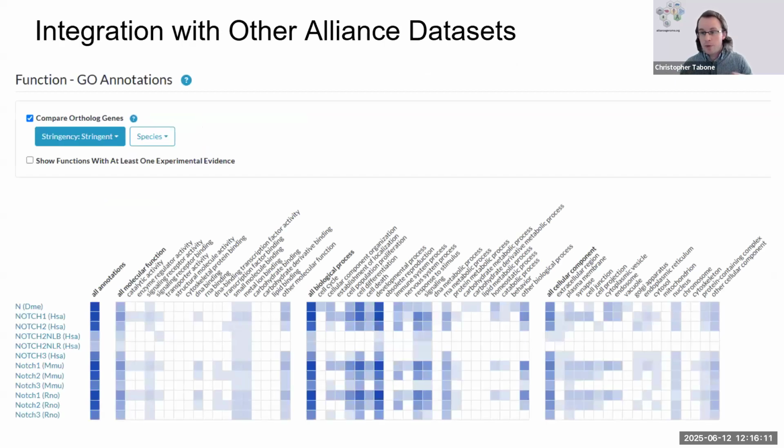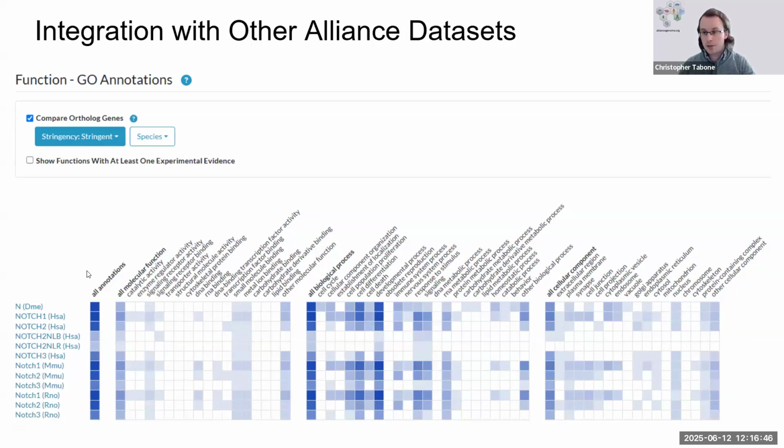So on any gene page, if you go to the function GO annotation section of the page, there's a checkbox, which is unchecked by default, I believe. It says compare ortholog genes. If you check that, then this table will populate with our orthologous genes, and that's from DIOPT. But then it will also make a call out to the API at GO and retrieve all of the annotations for those orthologous genes. So it takes a couple seconds to make that call. But then in the end, you end up with this rather beautiful chart of your starting gene at the very top. This example is with Notch from Drosophila.